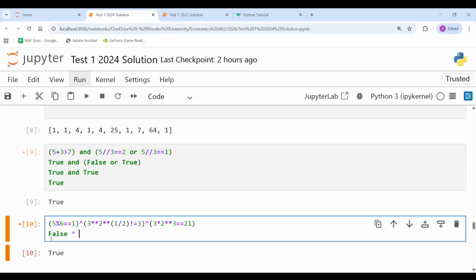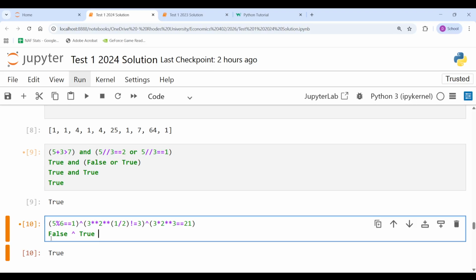It's the power of the square root of 2. So it's false? Is it false? What is 3 to the power of the square root of 2? It's definitely not 3. Yeah, that's true. I'm saying that 3 to the power of the square root of 2 is not equal to 3. That is true. The only way it can be equal is if the square root of 2 is equal to 1, which it's not.